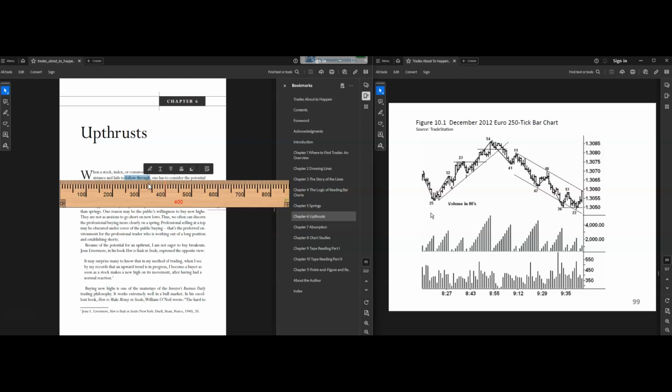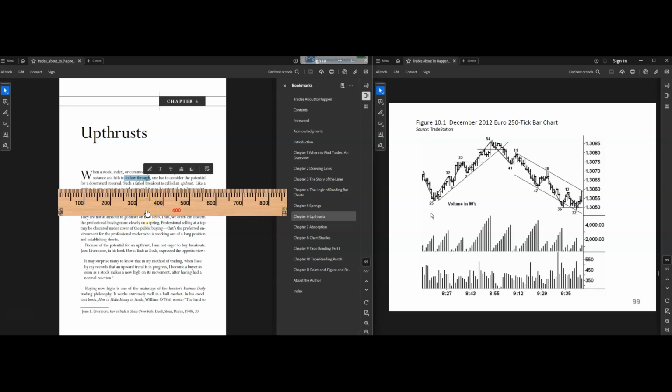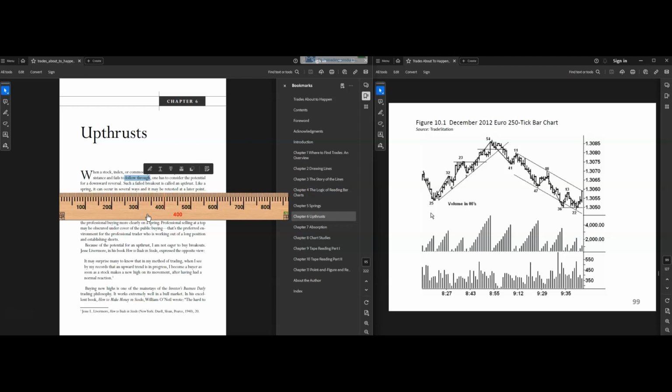If it does not make a higher high and a higher low, and it is coming back within the range, you've got problems. If it's not a green bar, if it's not a follow-through green bar, it's problems. So one has to consider the potential for downward reversal. Such a failed breakout is called an upthrust. A failed breakout, a fake out, is called an upthrust.